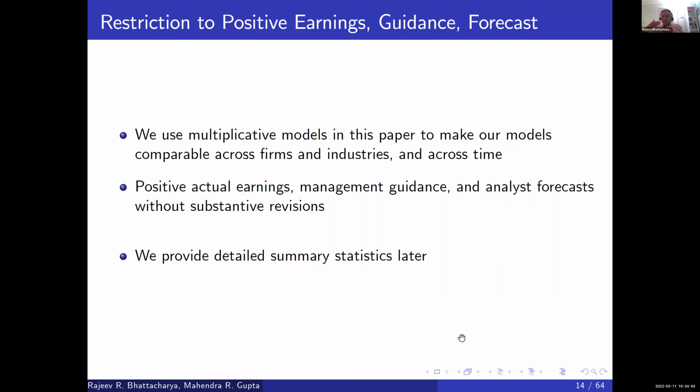But if, for a particular period, the forecast or the guidance actually changes, then we drop it. Why the positive earnings requirement? Why do you need earnings to be positive? Because we want to use multiplicative models. So that probably excludes nearly 50% of the firms in a given year.